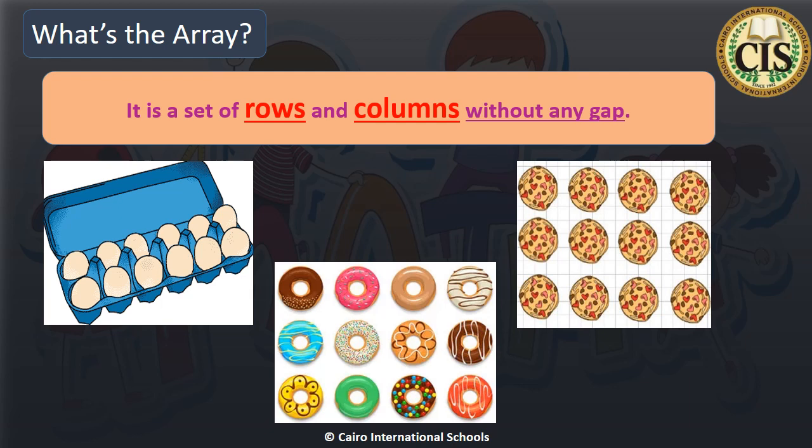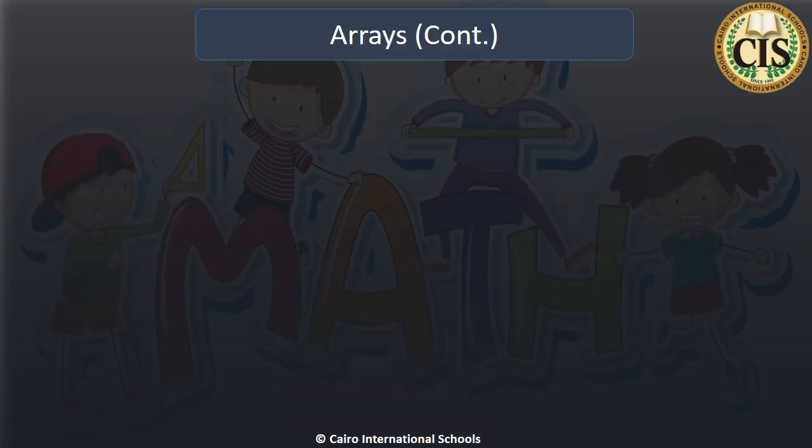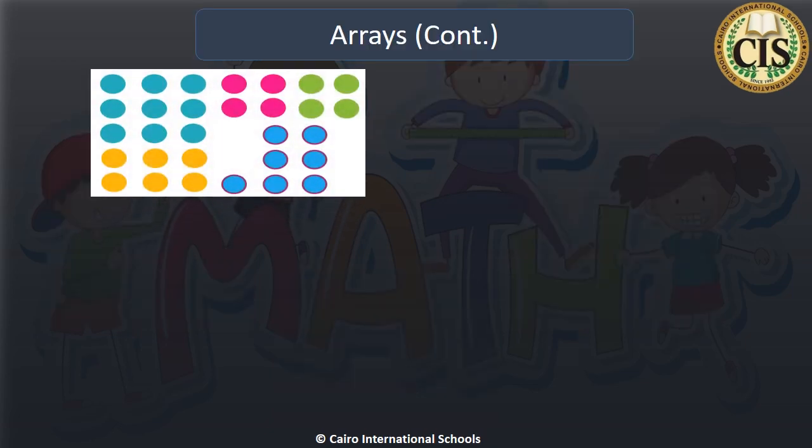The next picture, donuts are arranged in rows and columns with no gaps. So this is also an array. The last picture, cookies are arranged in rows and columns and there is no gaps in between. So this is also an array. As we said, arrays is a set of rows and columns without any gaps.